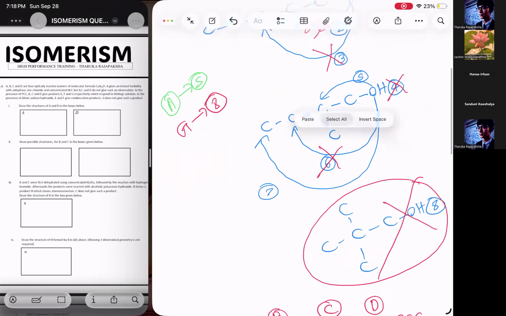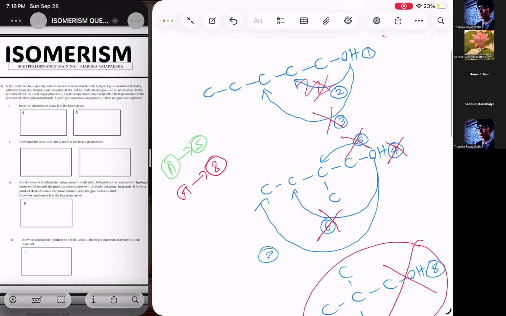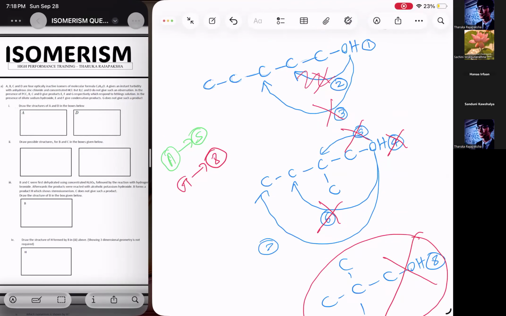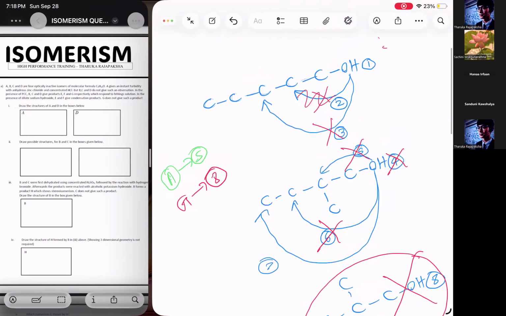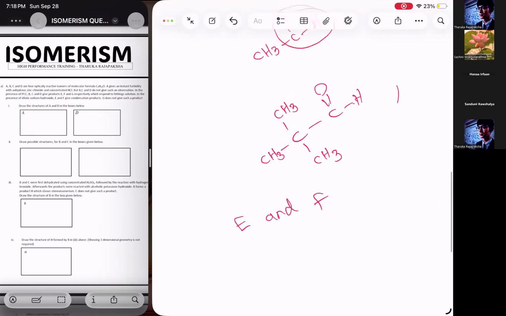Then you are left with 2 structures, the first one and the 7th one. I'm going to draw them separately. We have a problem with E and F. There are 2 structures which are possible for E and F.